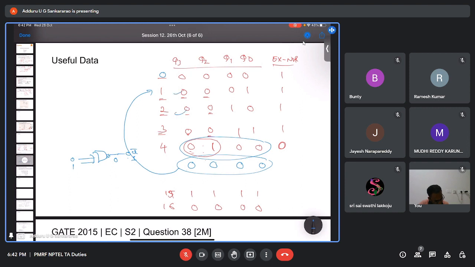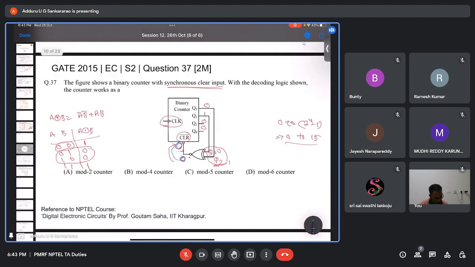One state, two state, three state. Whenever it is coming to the fourth state, that is not a permanent state. Within no time, it is going to zero again. That means 0 to 3 only it is counting. So 0, 1, 2, 3. From 3 again it is going to 0. That means it is counting from 0 to 4. That means it is a mod 4 counter. Okay. It is a mod 4 counter. So option B is the correct answer.